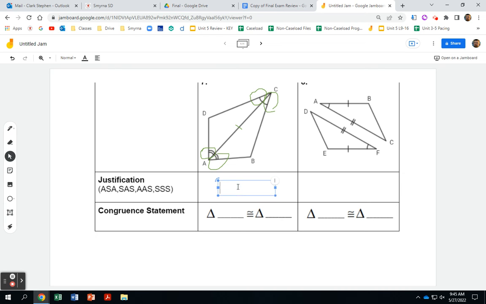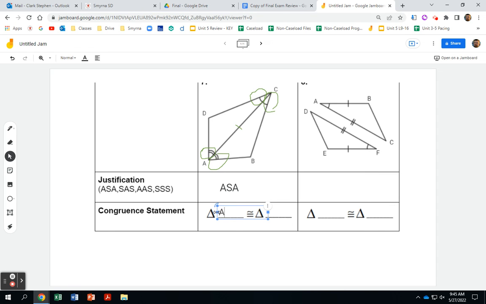ASA, angle, side, angle. That's the justification. If we have that, we know they're congruent. All right, now you got to put the congruent statement. Now you can do this in a number of ways. You can start with A, D, or C. I'm going to just start with A and call the one triangle ABC. You don't have to do it in that order.